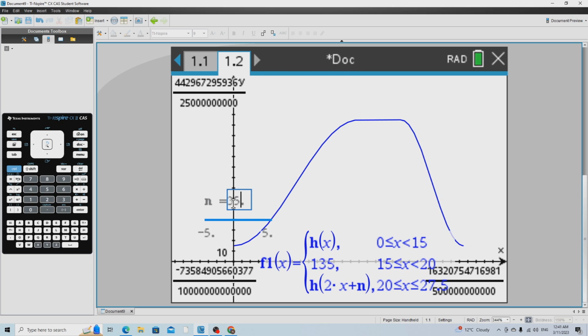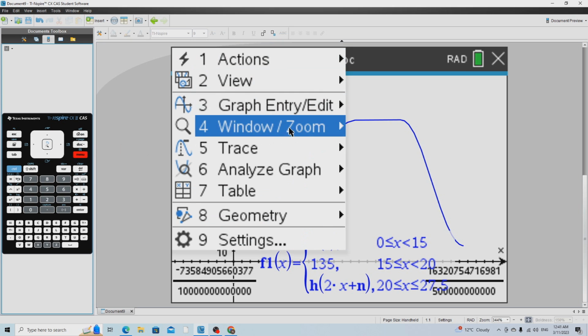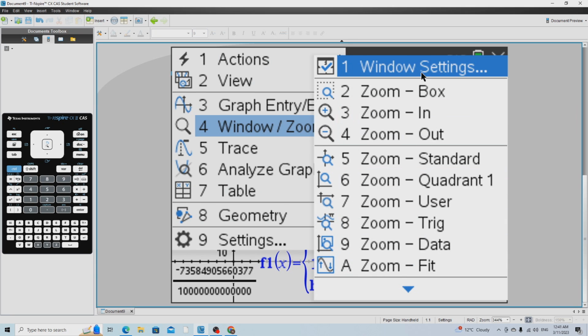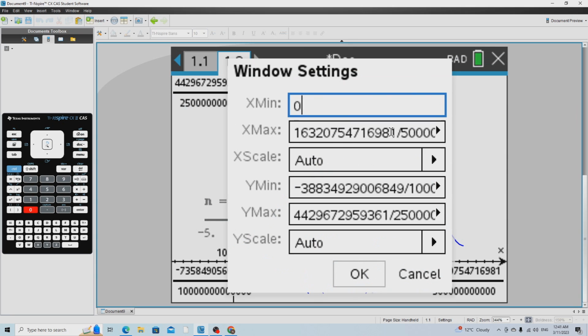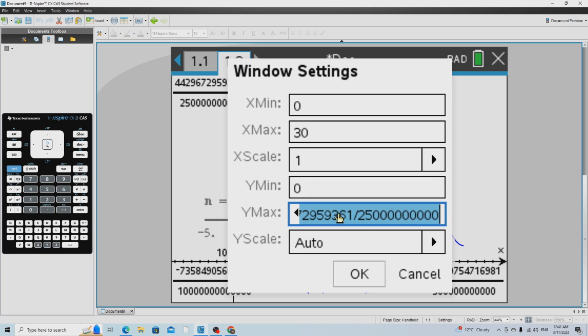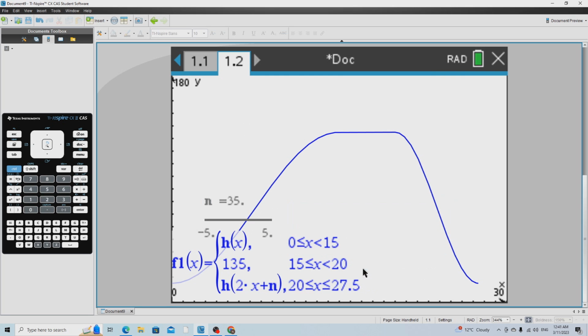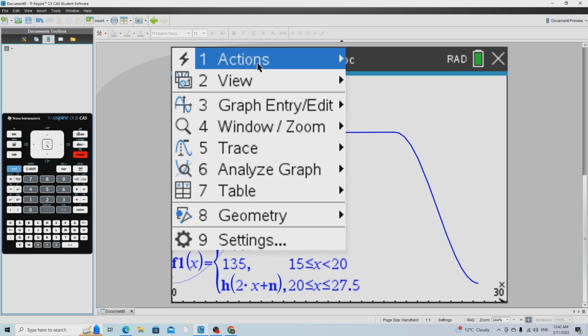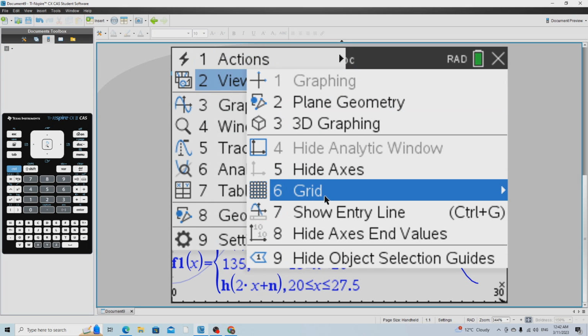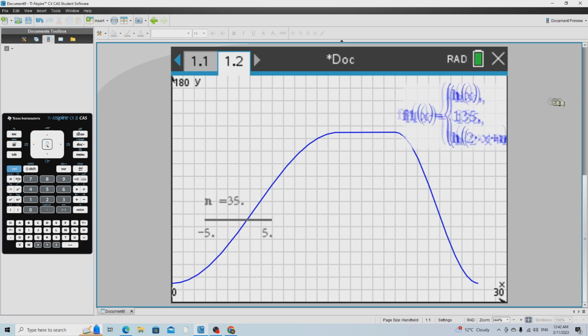So let's go down to the question. To make our life easier, I'm going to make sure it looks the same as the paper. So if I go to my window, the X minimum is 0, your maximum is 30, your X scale goes by ones, your Y scale minimum is 0, maximum is 180, and your Y scale goes by tens. Perfect. Now we go to menu, view, grid, lined. Perfect. So we can just copy this whole thing beautifully into our paper.